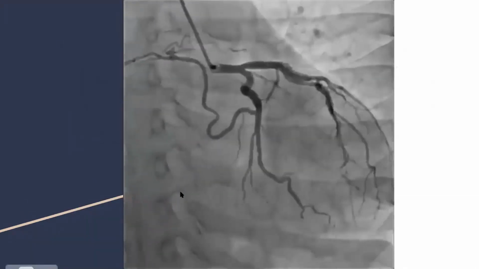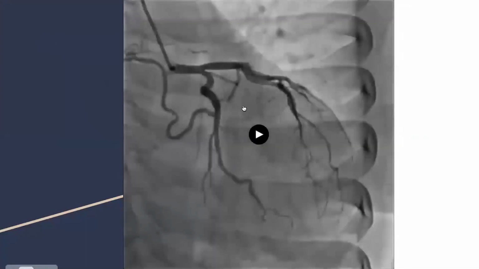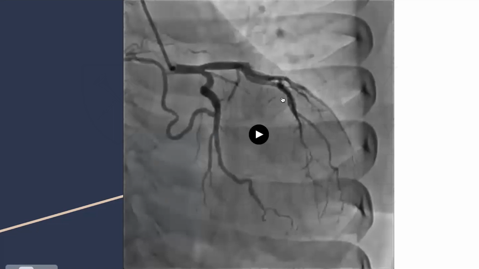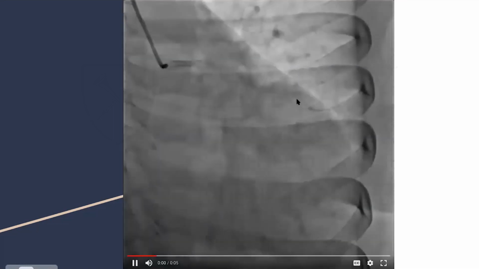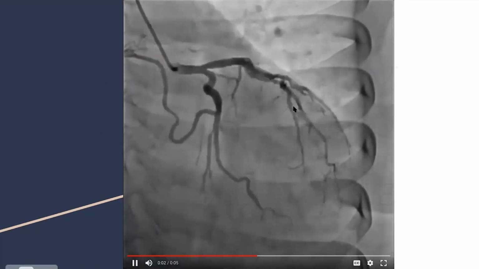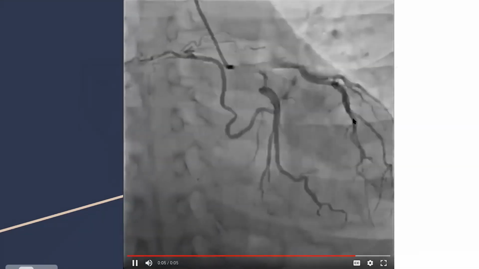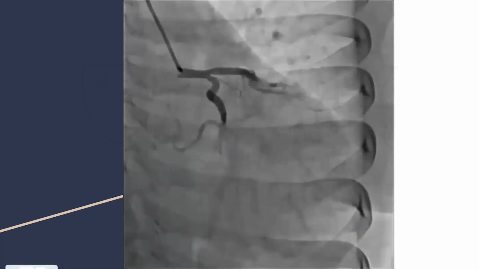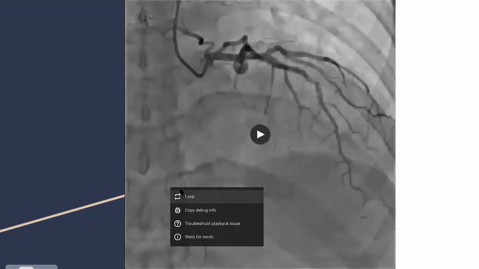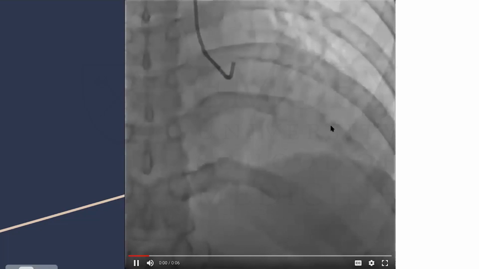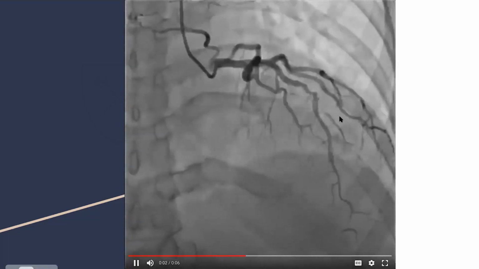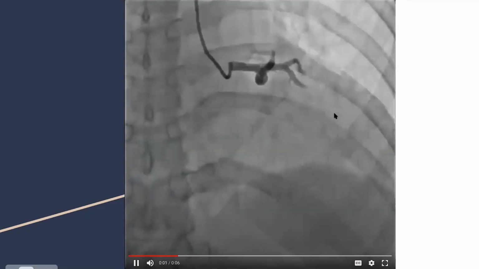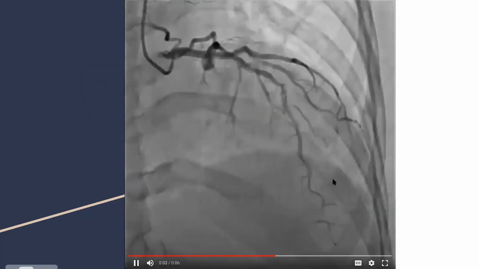And as you can see from her cath films here, her circ appears normal, but if you look at her LAD, she does have this haziness in the mid LAD, as well as some multiple radiolucent lumens here. And you can better appreciate that on the next film here, where you can see this haziness in the mid LAD and these multiple radiolucent lumens extending down to the distal LAD here.